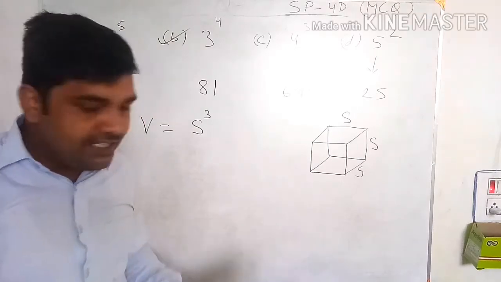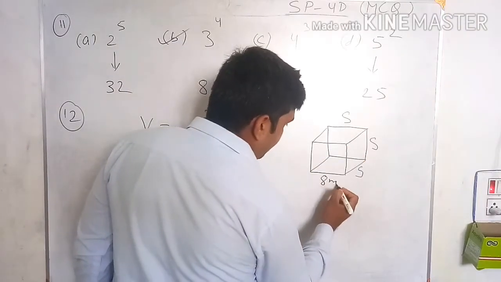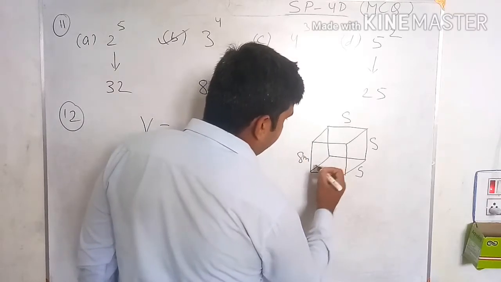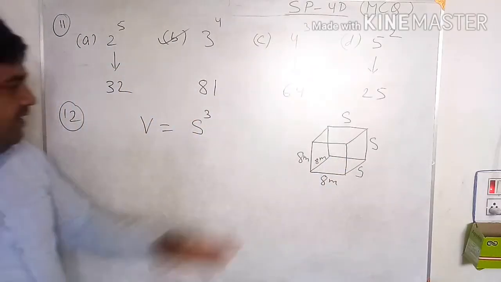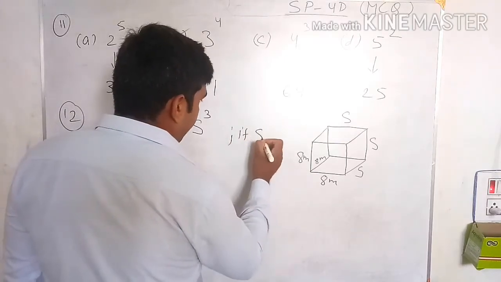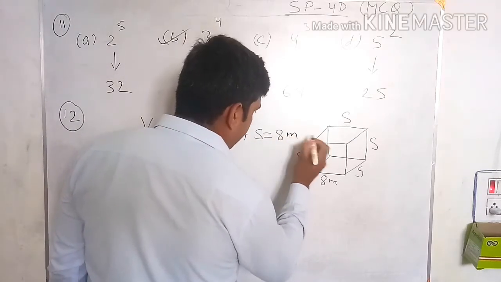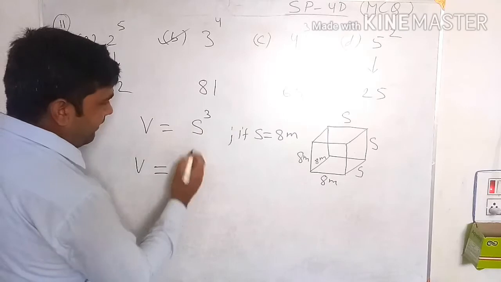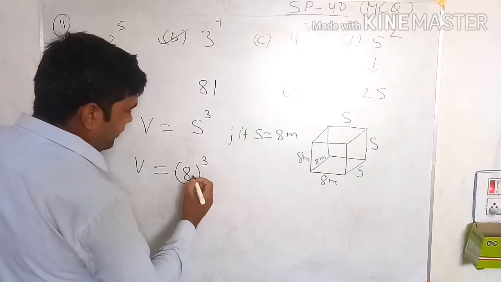The question asks for the volume of a cube whose side is 8 meter long. Suppose the side of the cube is given as 8 meter, so length, breadth, and height are all 8 meter. What will be its value? Given that S equals 8 meter, what will be the value of V? So V, the volume, equals S cubed, that is 8 cubed, 8 meter cubed.